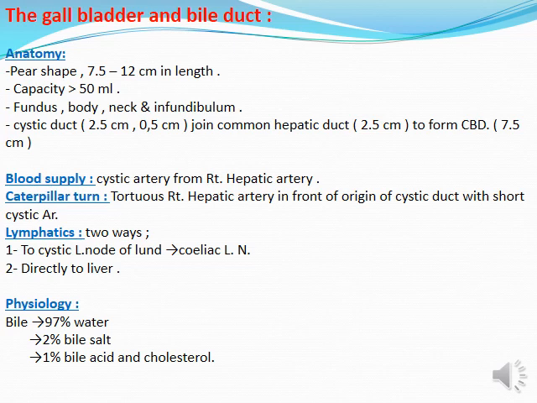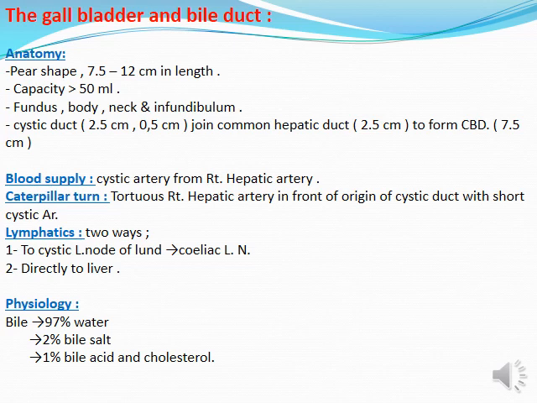Now, the caterpillar term. It is one of the anomalies of vascular supply near the gallbladder, which is a tortuous right hepatic artery in front of the origin of the cystic duct with a short cystic artery. This is important for the surgeon to detect, because this is the area of dissection of the triangle of Calot during laparoscopic cholecystectomy.